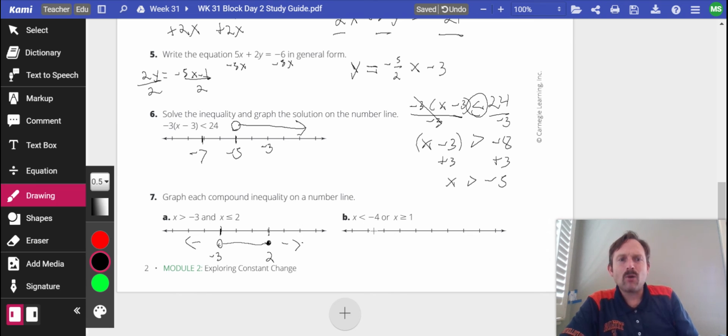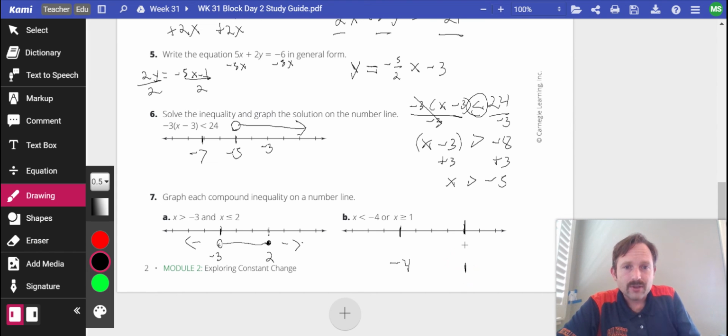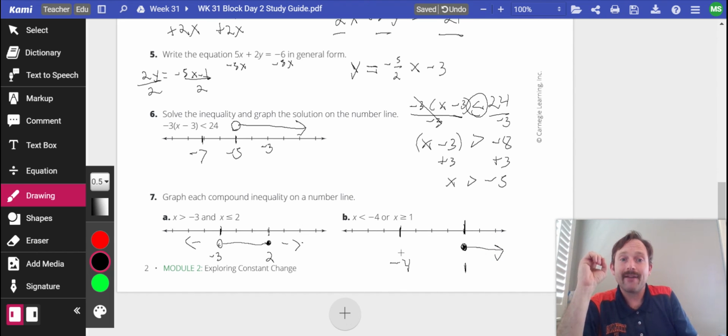Okay, this one we care about where both go, but not where they overlap, just where one will go. So the lower one is negative 4. So I'm going to put negative 4 right here, and this one's going to be 1 right here. This one's going to be bigger and equal, so it's closed, and it goes this way. This one's going to be smaller, but not equal, so it's open, and it's going to go this way.